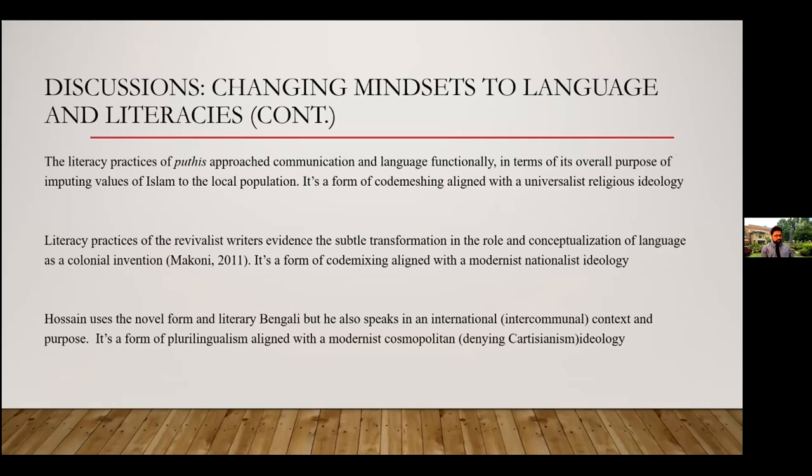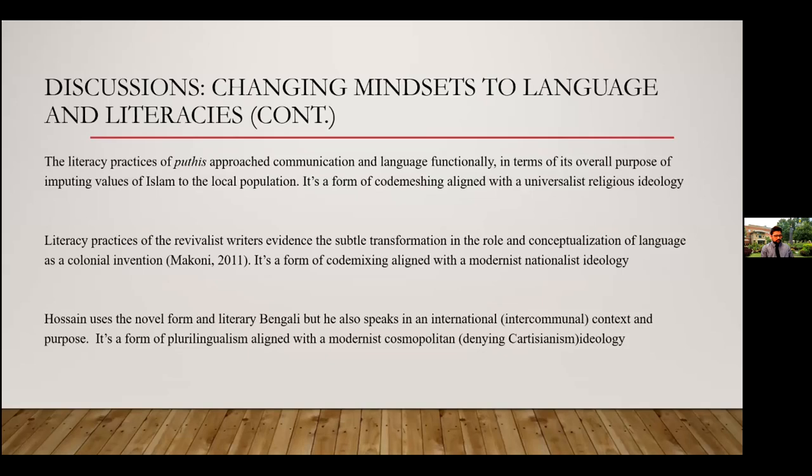In the second instance, you have examples of literacy practices by the revivalist writers that evidence the change in the role and conceptualization of language into a code, and how that is a reaction to colonization. It is a form of code mixing aligned with the modernist nationalist ideology based on the community.